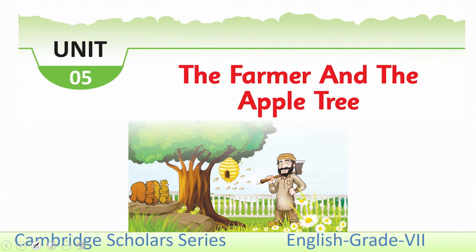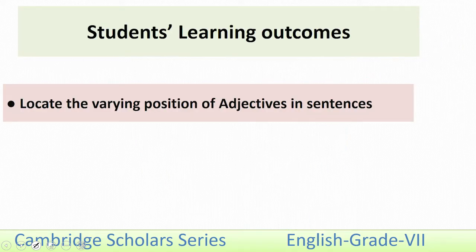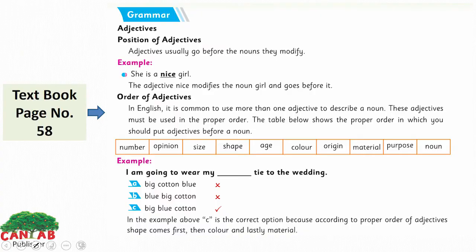We are going to start our lesson from unit 5, The Farmer and the Apple Tree. The SLOs of this lesson are: locate the varying position of adjectives in sentences. So look here, page number 58 of your textbook.